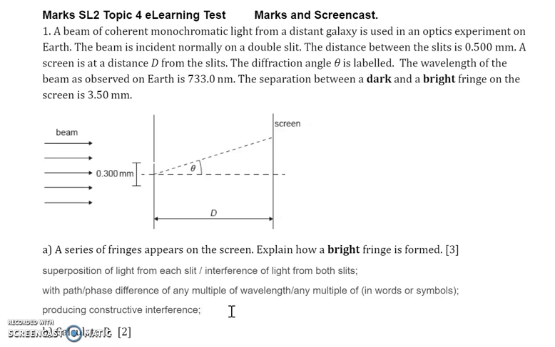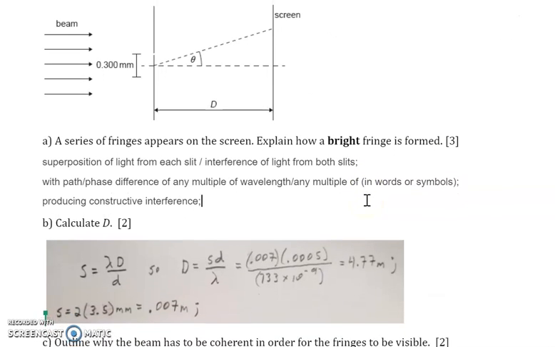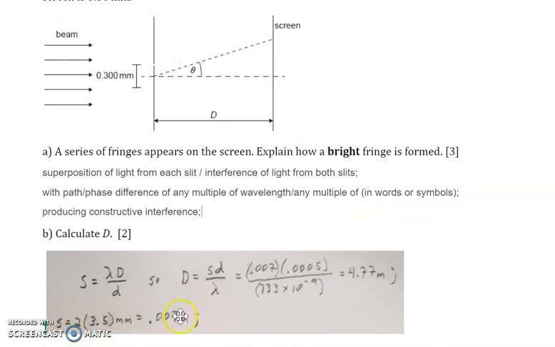To calculate D, the first thing is to recognize that the distance between a dark and a bright fringe is half of S. So you're going to take that and multiply by 2 in order to get S. They said 3.5 millimeters, so you multiply by 2 and you get 7 millimeters. And then you just plug and chug for D here. Make sure that you convert your nanometers and your other units, and that you cancel everything correctly by having meters, meters, and meters. You should get a D of 4.77.